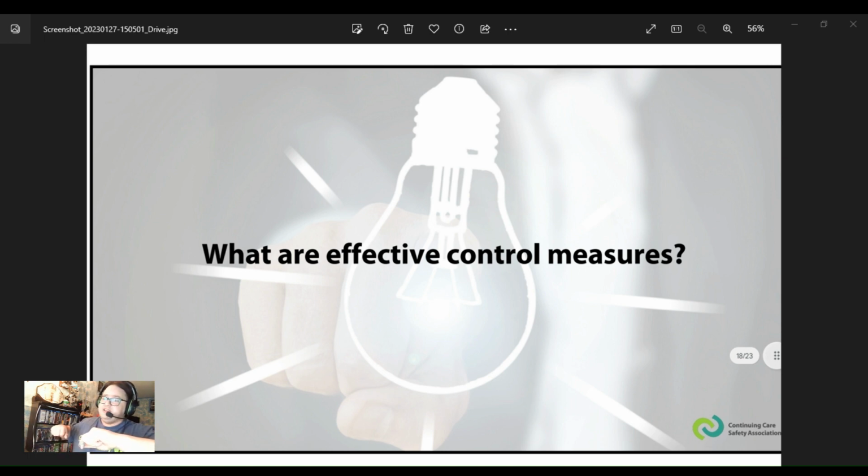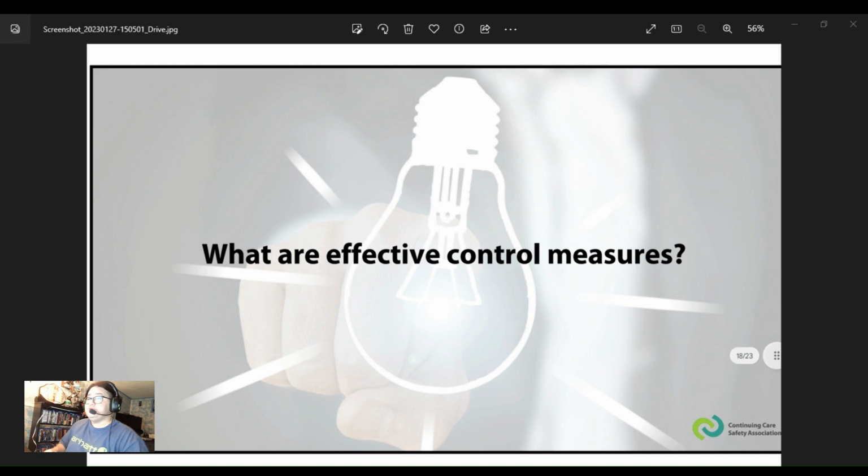Administrative would be training or safe work procedures on how to properly bend your knees and maybe wear a weightlifter's belt, things like that. And lastly, one of the most important things to do is implementing new hazard controls.